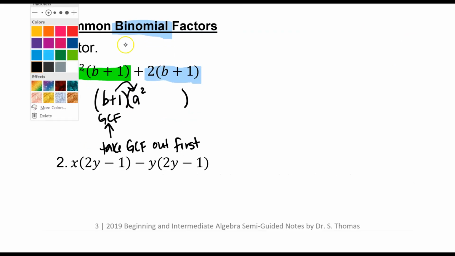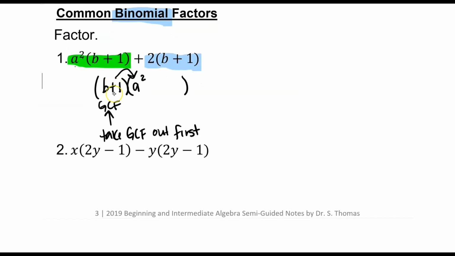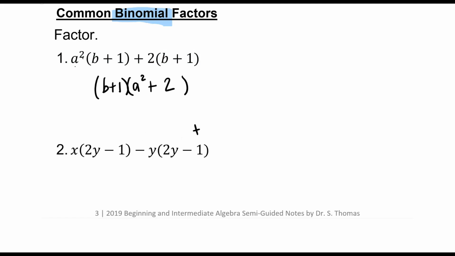Also, b plus 1 times what? Well, it would have to be plus 2, right? Because b plus 1 times 2 would give us 2 times b plus 1. It's as simple as that. So yeah, I wrote a lot of stuff around here, and I have a lot of little arcs and highlights, but the final answer was as simple as b plus 1 times a squared plus 2. Let's look at the next one.